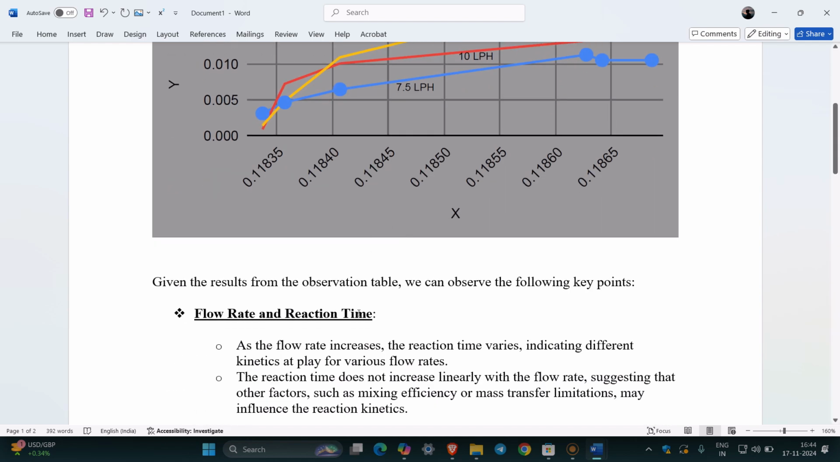Now coming to the second point, the reaction time does not increase linearly with the flow rate, suggesting that other factors such as mixing efficiency or mass transfer limitations may influence the reaction kinetics.